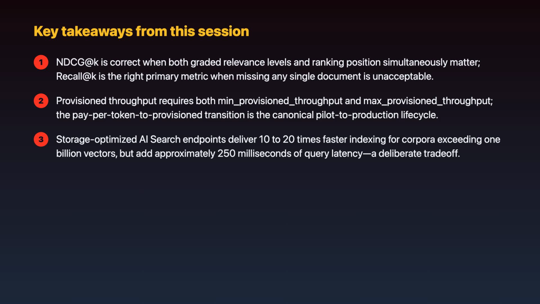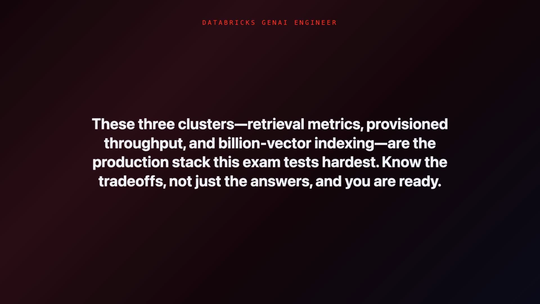Third, storage-optimized AI search endpoints deliver 10 to 20 times faster indexing for corpora exceeding 1 billion vectors, but add approximately 250 milliseconds of query latency, a deliberate trade-off. These 3 clusters, retrieval metrics, provisioned throughput, and billion vector indexing, are the production stack this exam tests hardest. Know the trade-offs, not just the answers, and you are ready.